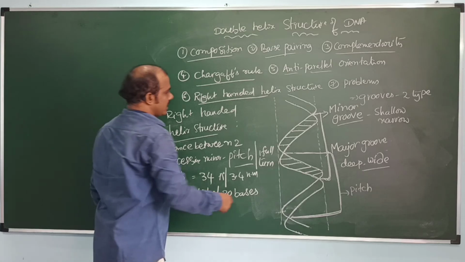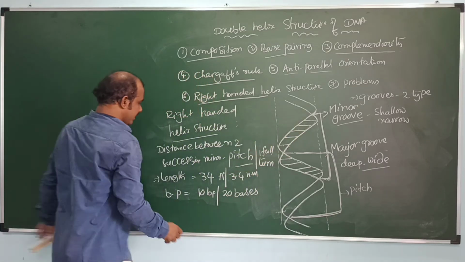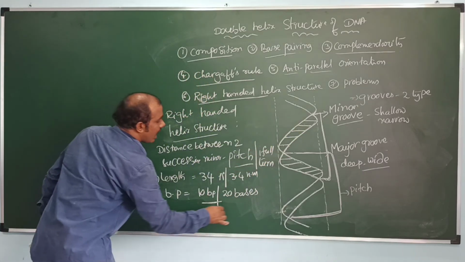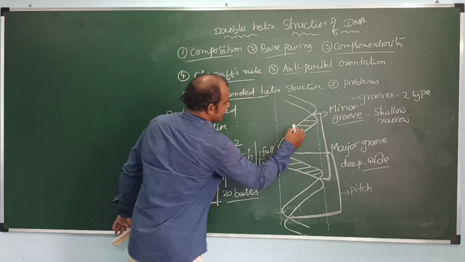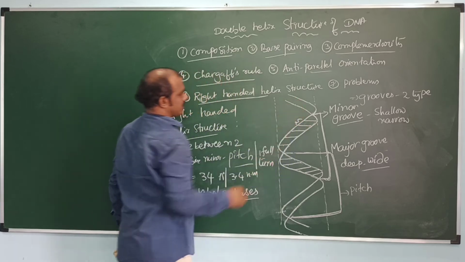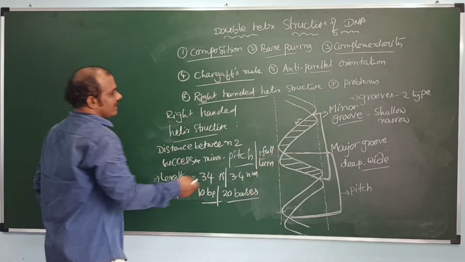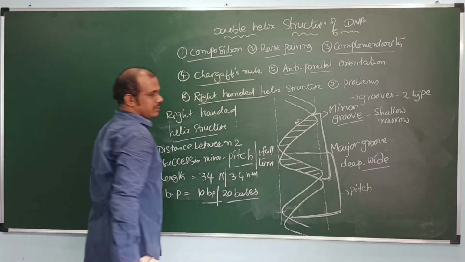How many base pairs are present in one full turn or one pitch? There are 10 base pairs present, or 20 bases. Then what is the distance between two successive base pairs? Let us calculate the distance between two successive base pairs.